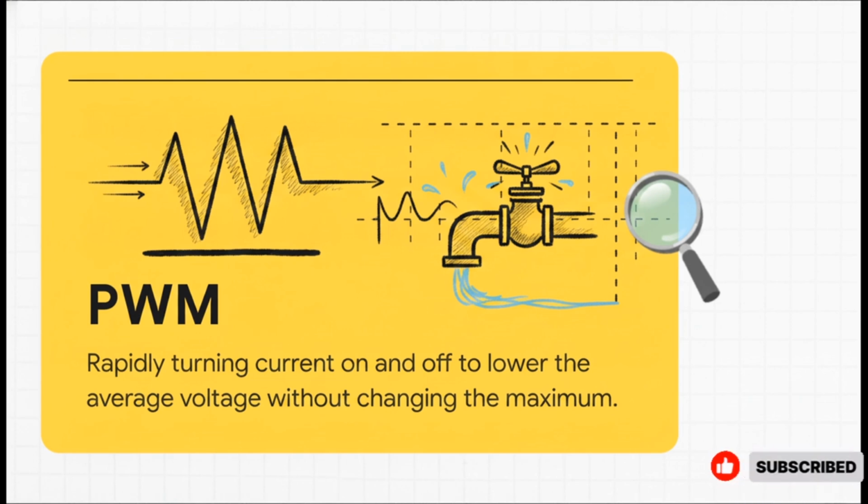This means rapidly turning the current on and off to lower the average voltage, all without changing the maximum source voltage. Imagine a high-speed water valve pulsing on and off incredibly fast. The peak pressure of the water hitting the valve remains exactly the same, but the average pressure actually flowing through the pipe is greatly lowered. It's just a highly efficient way to manage power.